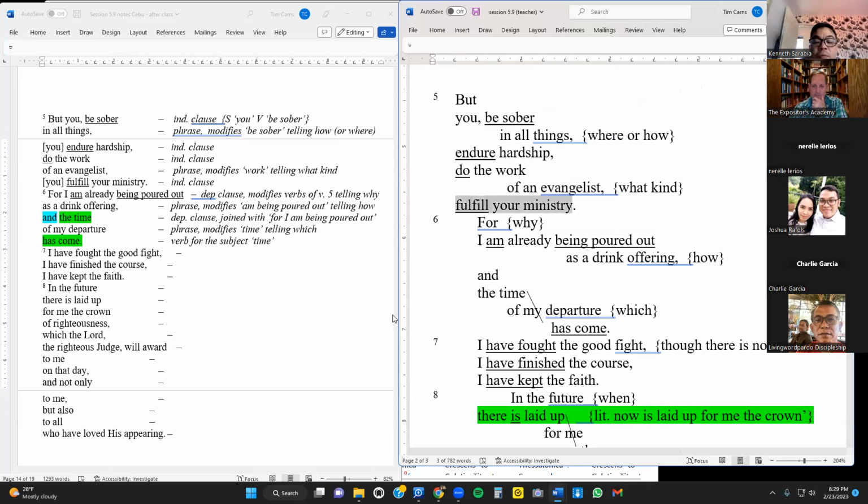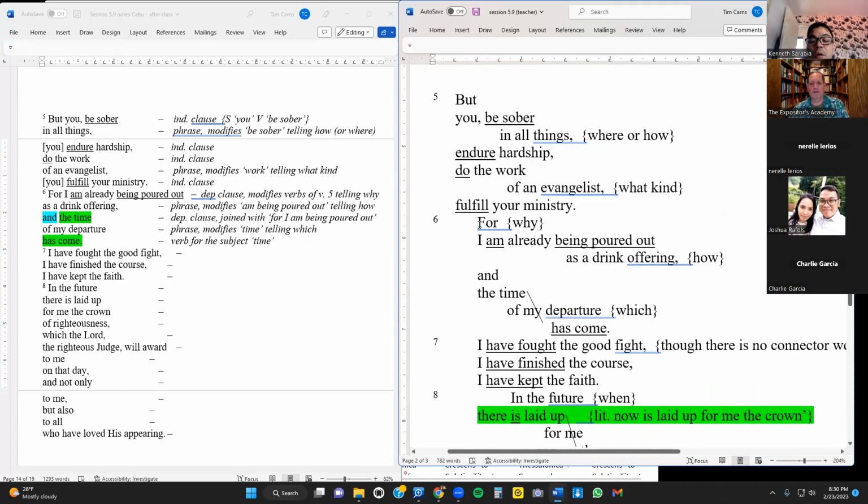So there's 4 commands there. They're all independent. They're all of equal importance. Okay. They don't modify anything. Independent clauses don't modify because they're independent. They stand alone. Then we have verse 6, for, and that's telling us why.